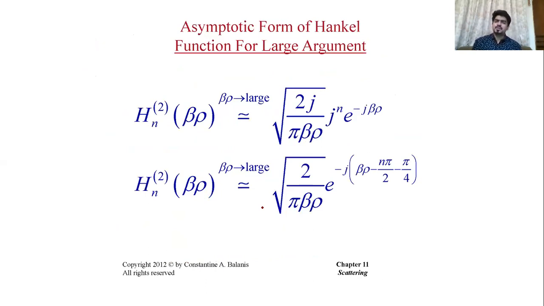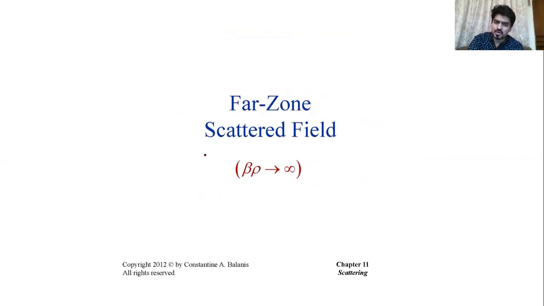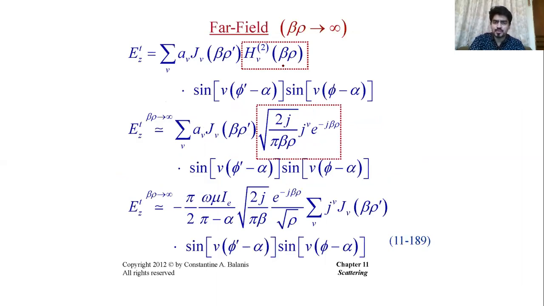Again, for the far field, we are going to use the asymptotic expansion for the Hankel function of the second kind. So this is one of the expressions, and this is going to be another. So we'll use both of these. For the far field, beta rho is going to be much greater than 1. Ideally it approaches infinity. So what we'll do is substitute the asymptotic expansion for the Hankel function in the E_z total field, and when you do that, this will be your expression for E_z total.